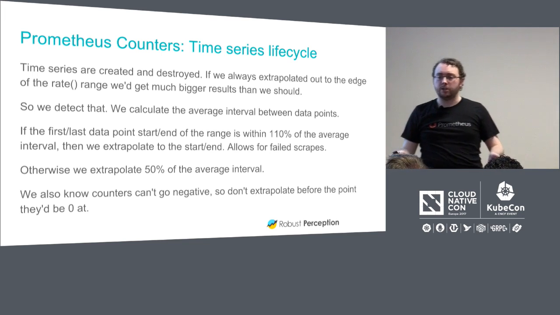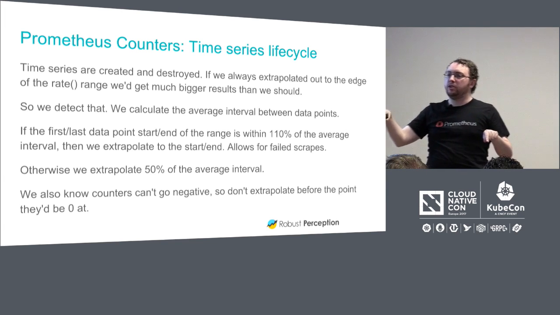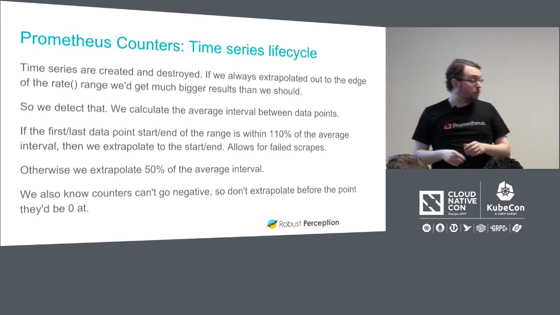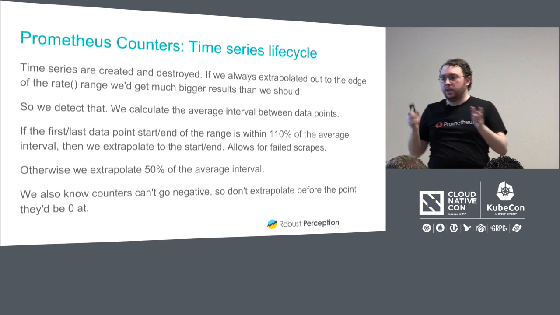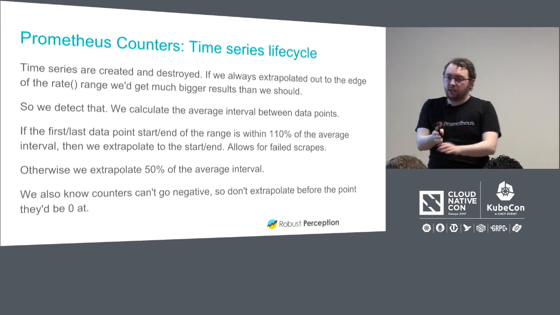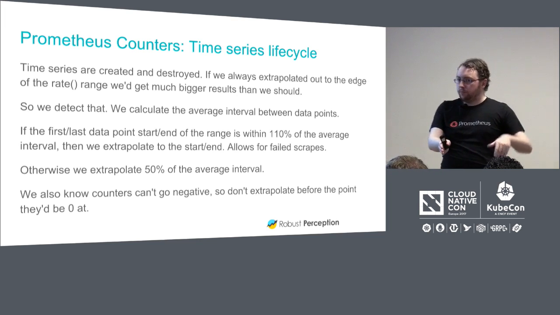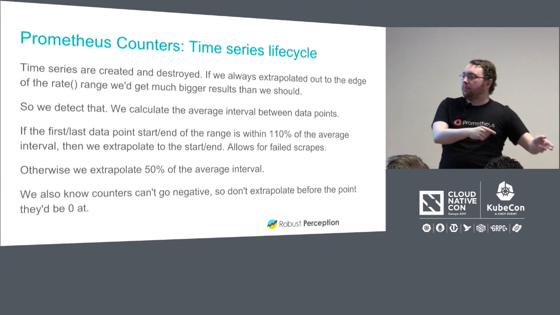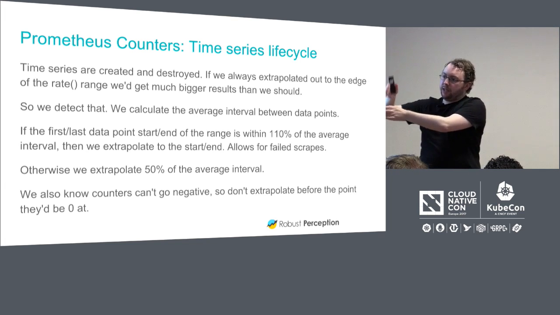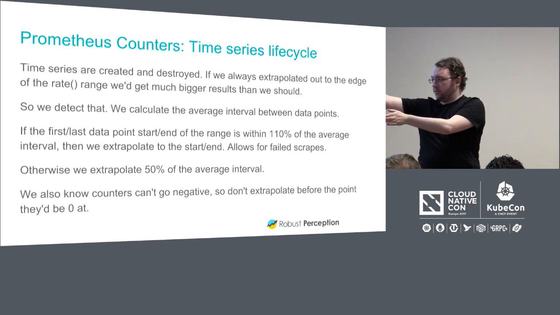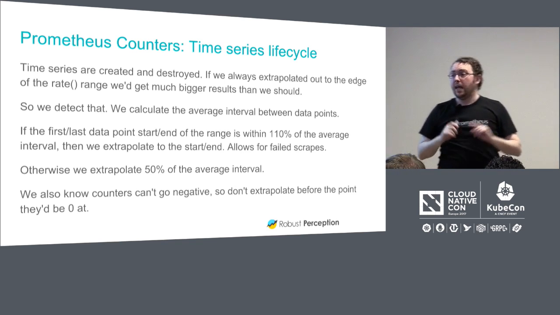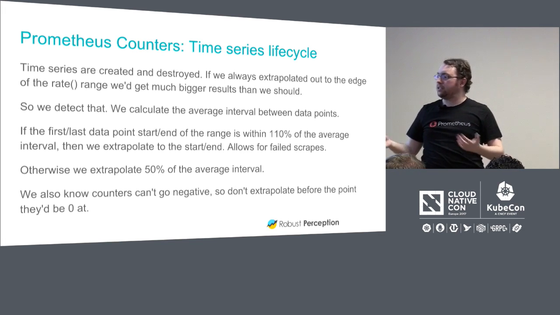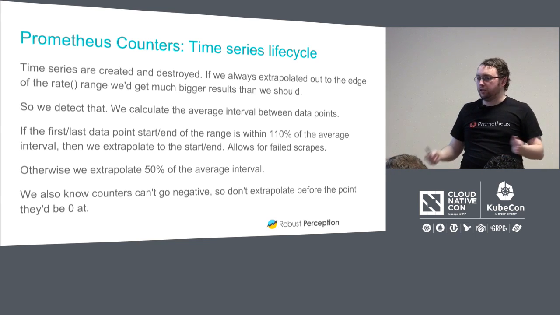So we basically get all the points, see how far they are apart from each other, average that, because that's good enough. And what we do is if the first point is within one interval plus some slack, we'll extrapolate. And on the other end, same thing, if the end is within 110% of the interval, we'll extrapolate. If it's not, it means the time series we think it started or stopped, and we'll just extrapolate 50% of the interval.